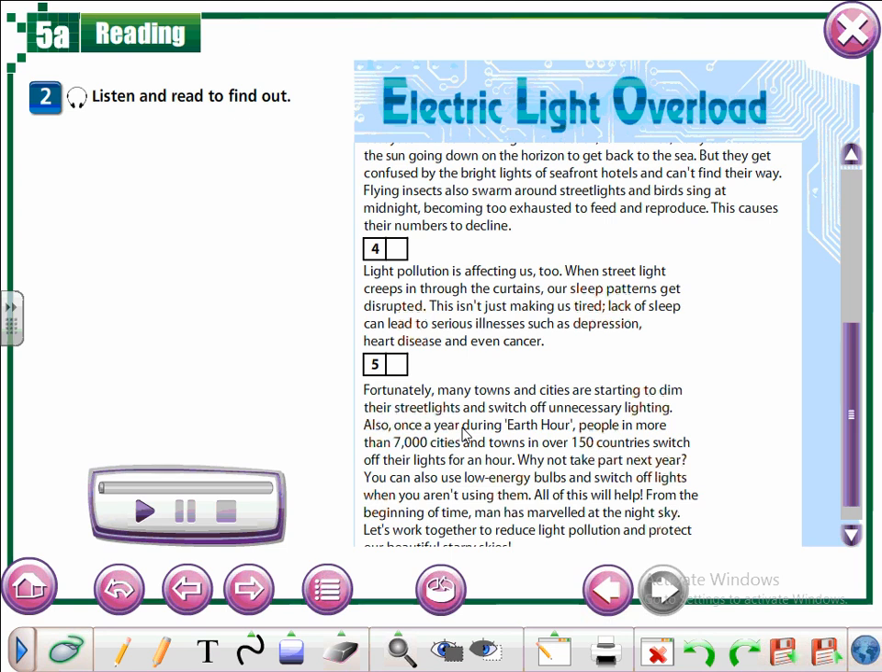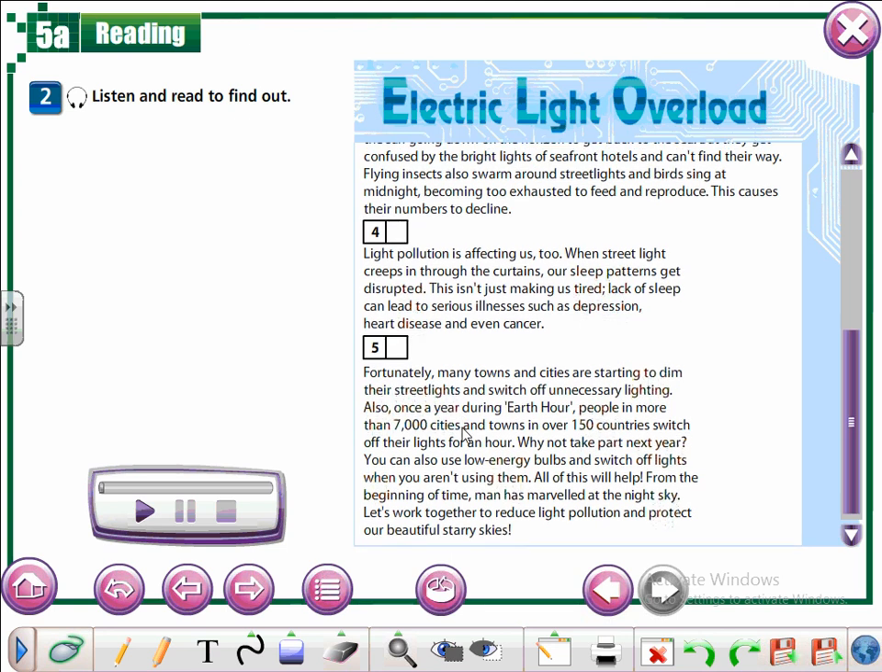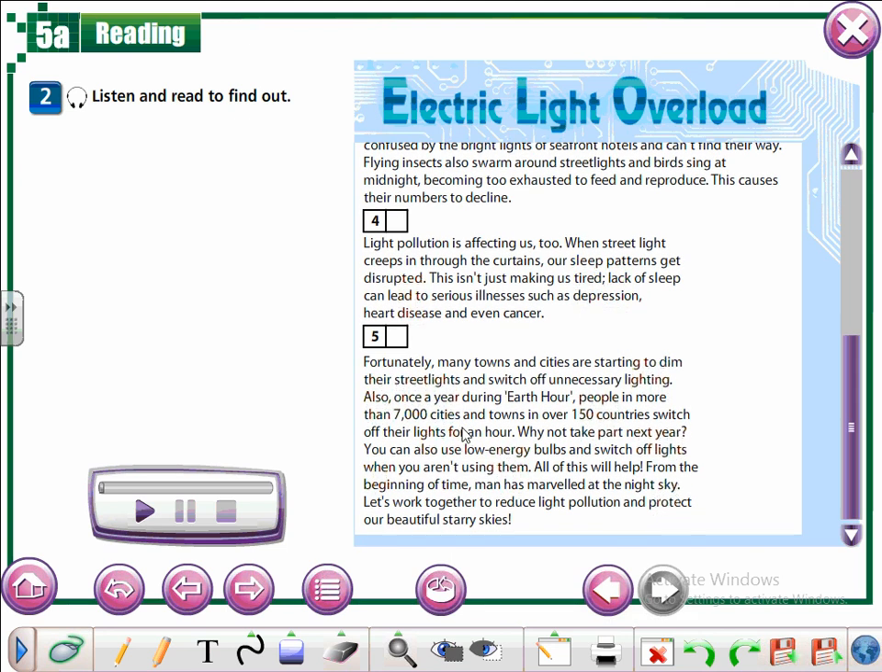From the beginning of time, man has marveled at the night sky. So you enjoy the beauty of the night sky. Let's work together to reduce the light pollution and protect our beautiful starry skies. Oh, this is very interesting.